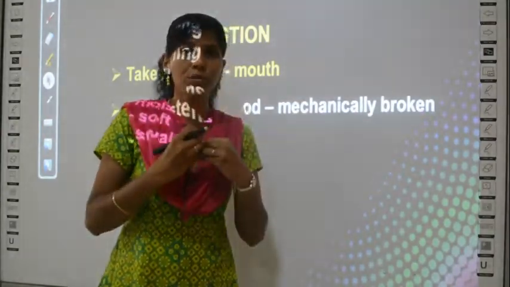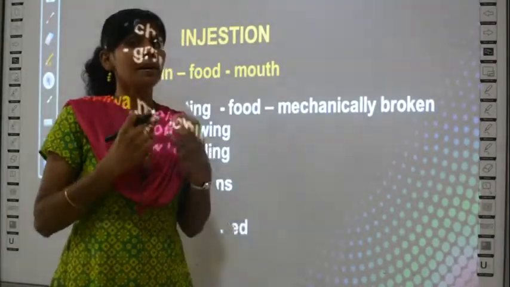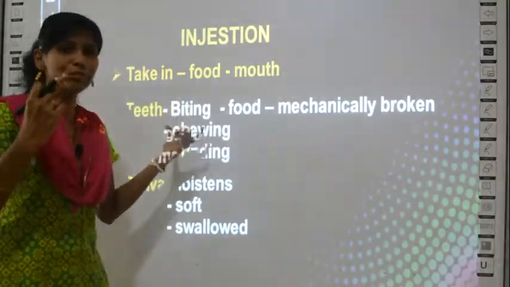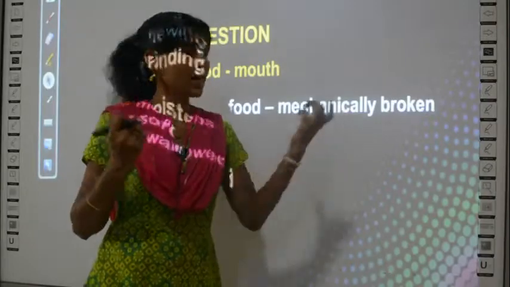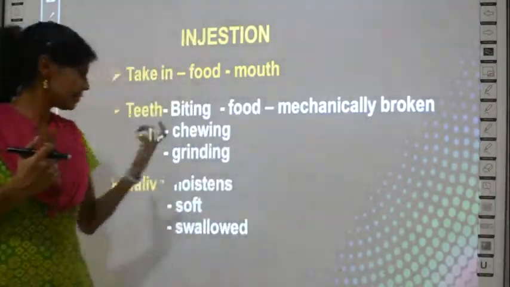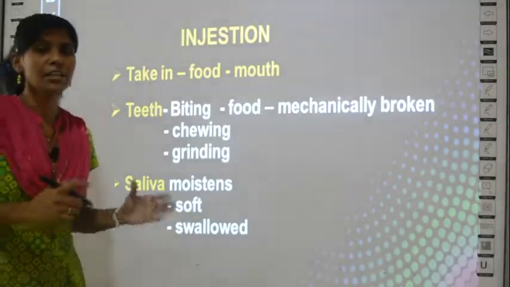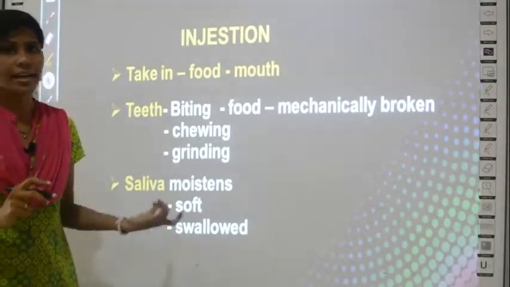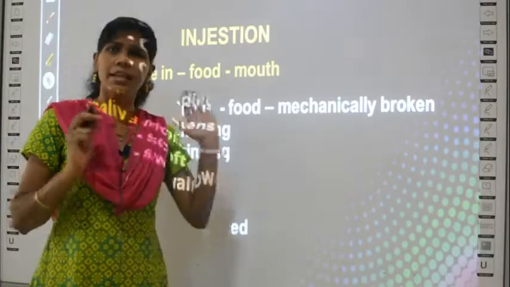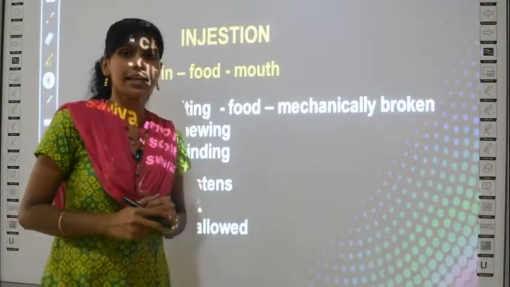So you take in the food through the mouth, and then your teeth bite the food, chew the food, and grind the food so that the bigger food particles are mechanically broken down, and then it is mixed with the saliva so that the food is moistened, the food is soft, and it can be swallowed. So that's all about the first step called ingestion.